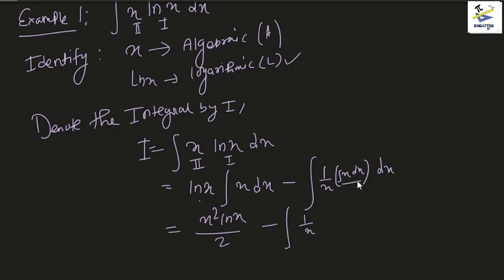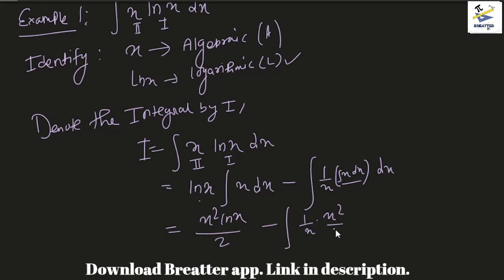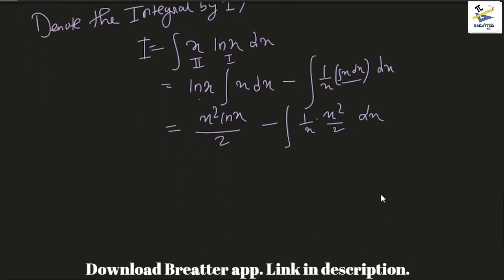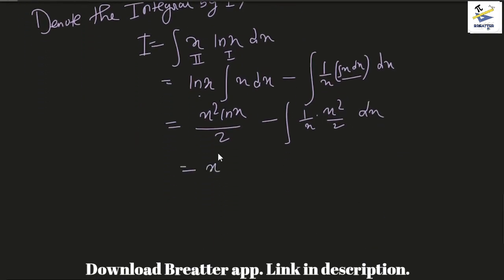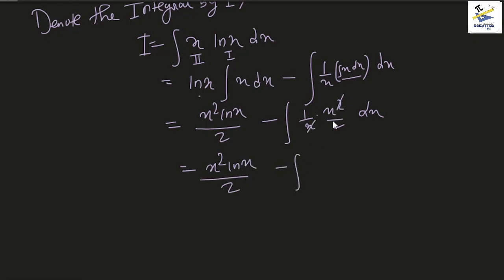In this inner integral you do not need to include the constant plus c, so we are basically trying to just find the integral and accept the constant. So 1 by x into x square by 2 dx, and as we can see, this becomes x square ln x by 2 minus the integral of this, x is cut off, it's x by 2 dx, which can also be evaluated. So x square log x by 2 minus x square by 4. Now we can include a plus c to complete our answer.